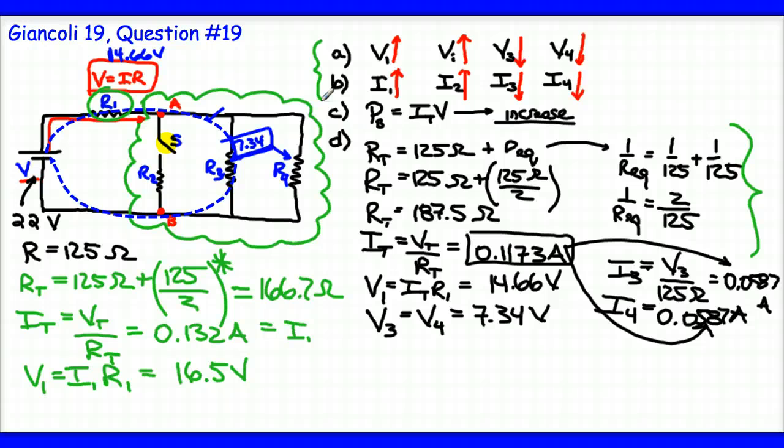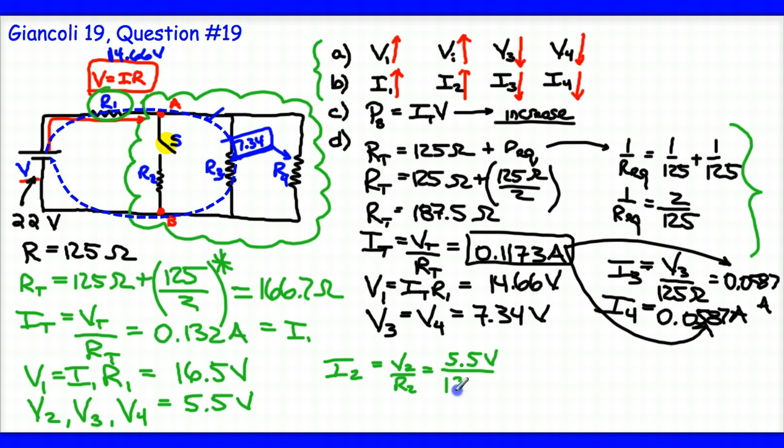And that means that there's only 5.5 volts to be dropped across 2, 3, and 4. The balance of the 22. So 22 minus 16.5 yields 5.5 volts dropped there. Finally, the current flowing through one of those remaining resistors I can find by saying, let's go ahead and take a look at 2. The current flowing through 2 is the voltage dropped across 2 divided by the resistance value of 2, or the 5.5 volts over the 125 ohms. It's going to yield a very small branch current of 44 milliamps, or 0.044 amps flowing through 2.